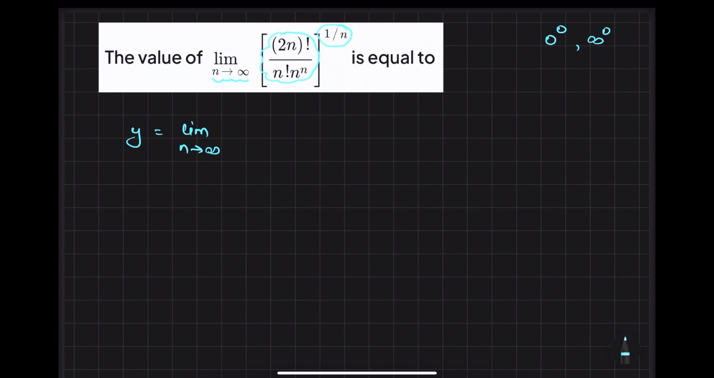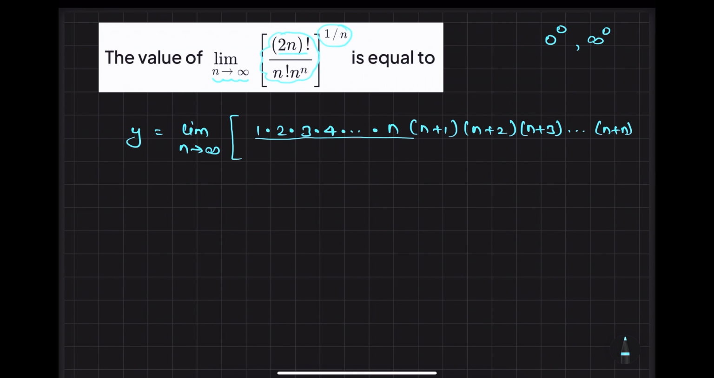If you observe, the numerator contains 2n factorial. So what does 2n factorial mean? You have to write down the product of the first 2n natural numbers. Look at how it will go: 1, 2, 3, 4, dot, dot, dot, and then n. The next numbers would be n plus 1, n plus 2, n plus 3, dot, dot, dot, n plus n. So this thing will happen.